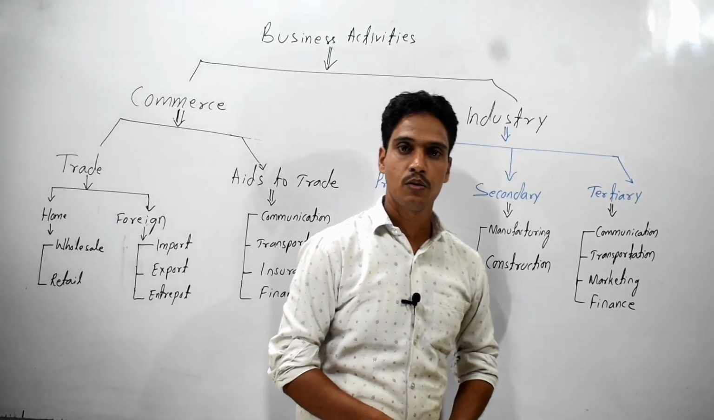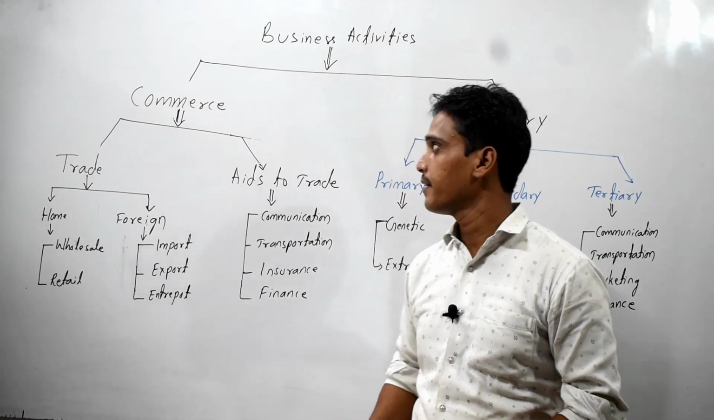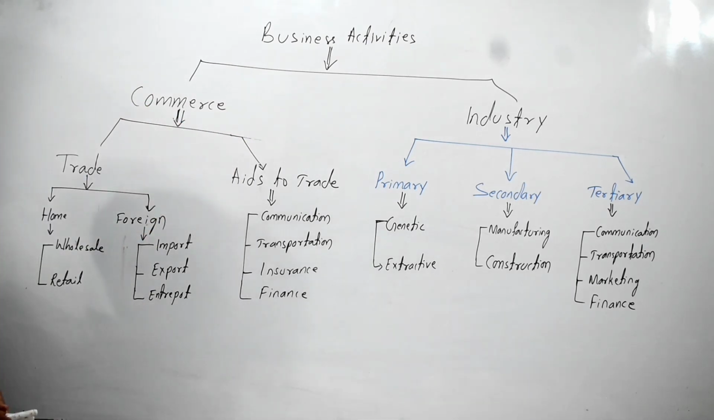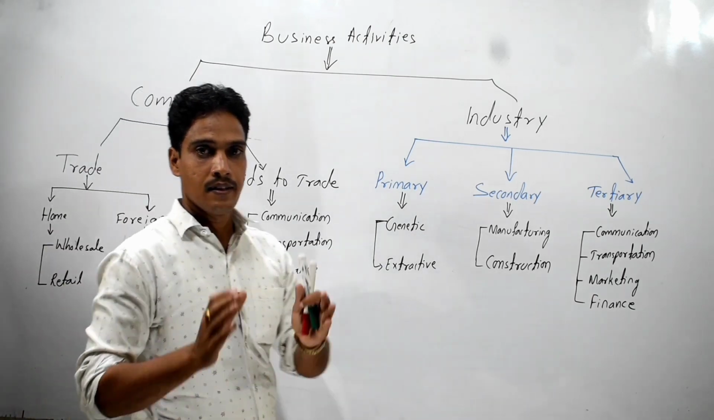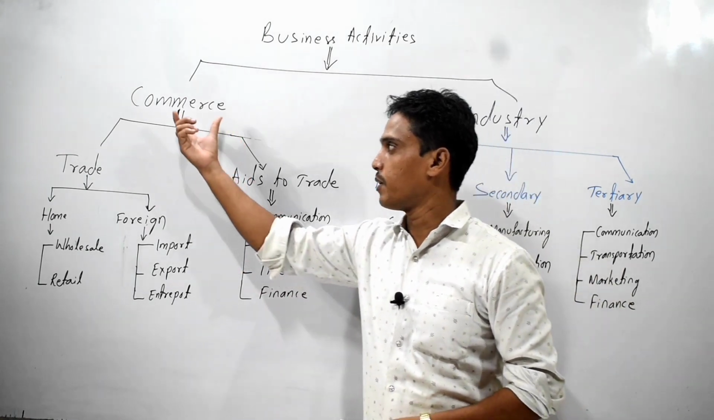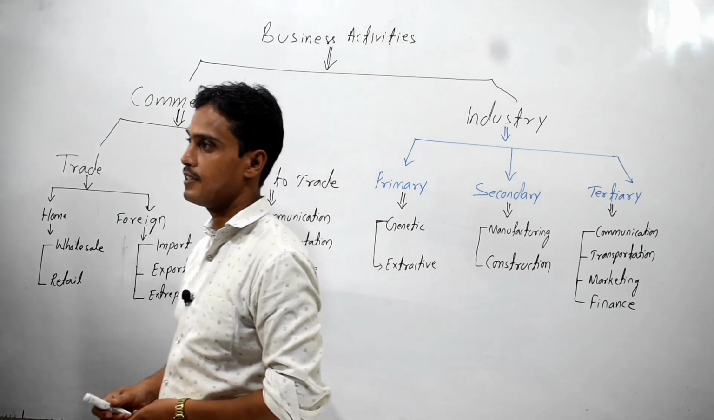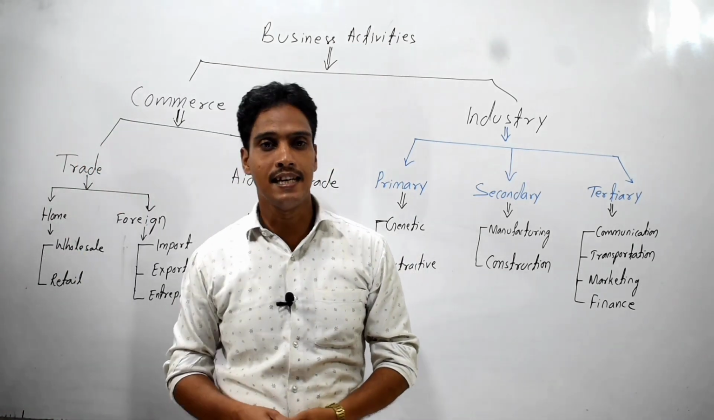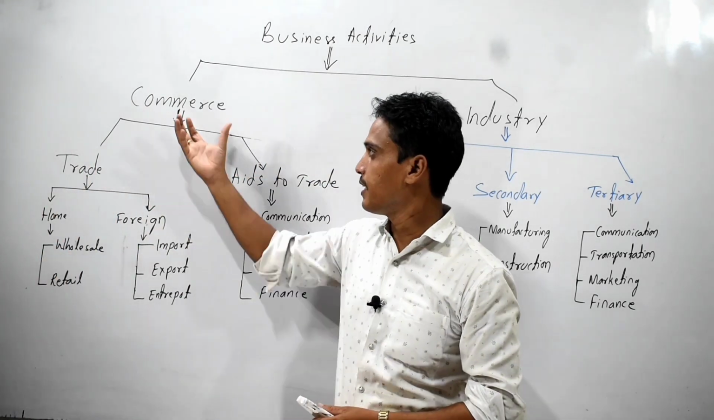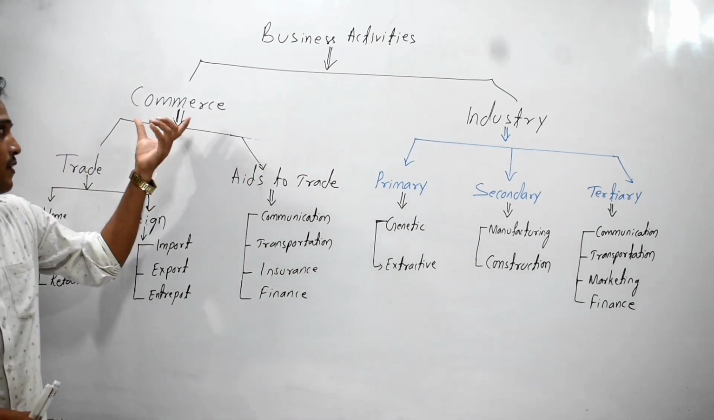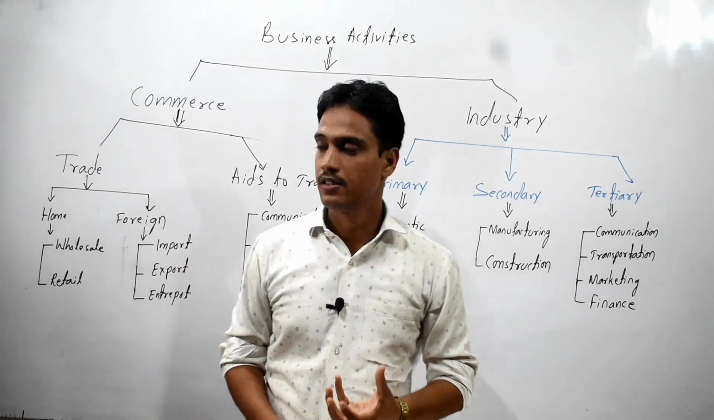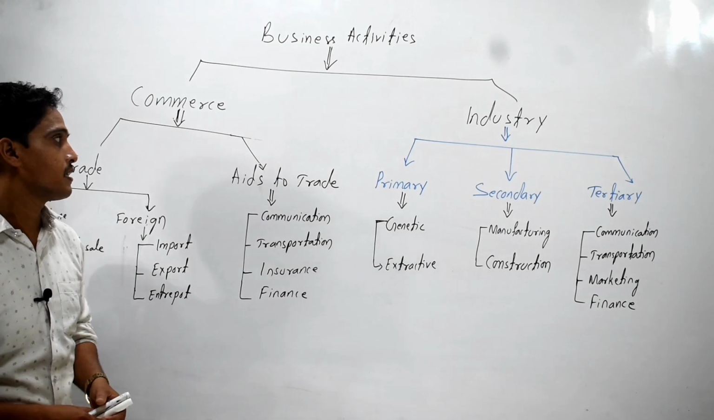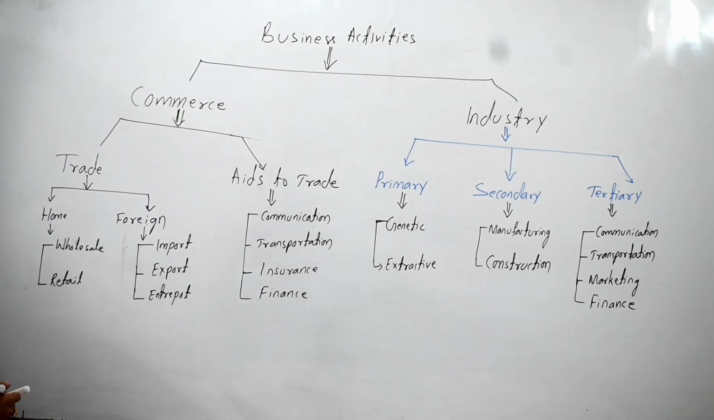Business activities are those activities which are performed by a business unit, which is broadly divided into two types. One is commerce and second one is industry. So commerce means the exchange of goods and services from the place of production to the place of consumption. That means the goods and services which are produced in one place should be exchanged with other place with an objective to earn some money. So the definition of commerce is the activities which are concerned with exchange of goods and services from the place of production to the place of consumption.